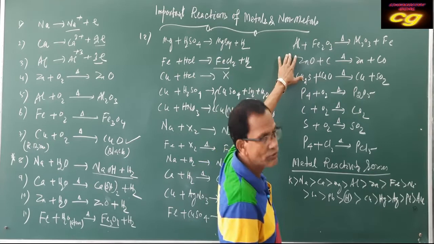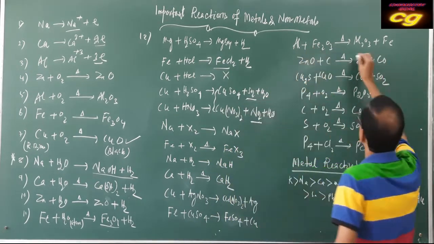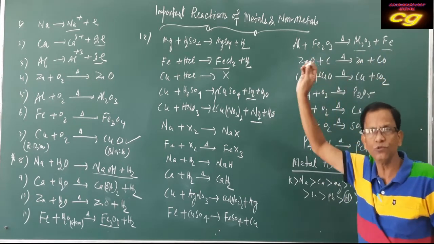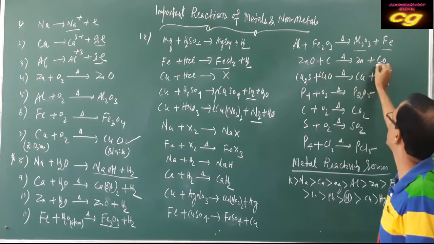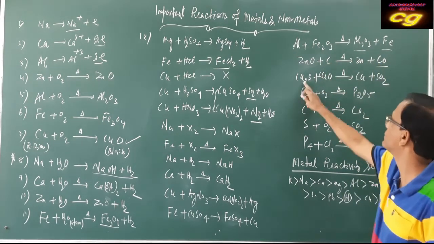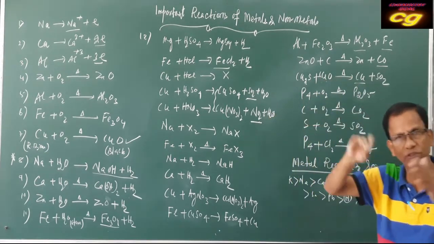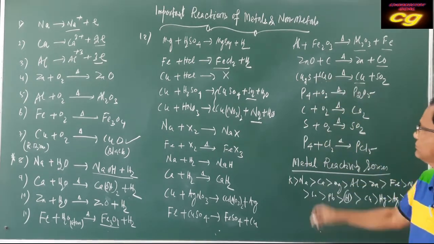Aluminium, it is also a displacement reaction. Aluminium displaces iron, forming on strong heating aluminium oxide and iron. It is also a displacement reaction, and it is used in metal extraction. Zinc oxide can be reduced by carbon to zinc and carbon monoxide. And here is the self-reduction reaction: copper sulfide and copper oxide, when both are heated as a mixture, copper is formed.